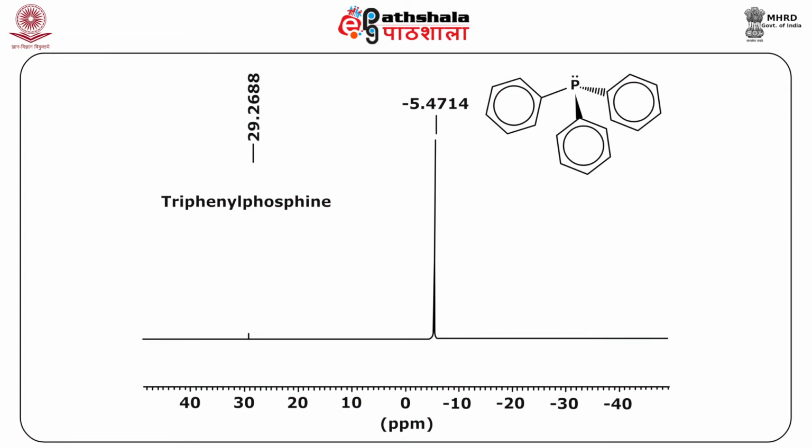Like 13 carbon spectra, 31 phosphorus spectra are recorded with proton decoupling. The 31 phosphorus NMR spectrum of triphenyl phosphine shows a sharp singlet. This you can see in the figure. If the decoupler is turned off, the 31 phosphorus peak will be observed as a multiplet or a broad peak due to the coupling with ortho, meta and para protons of the phenyl ring.